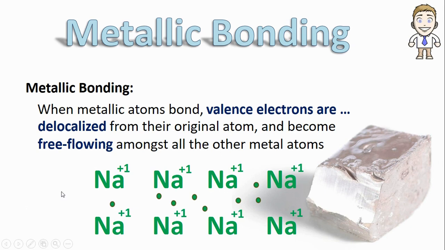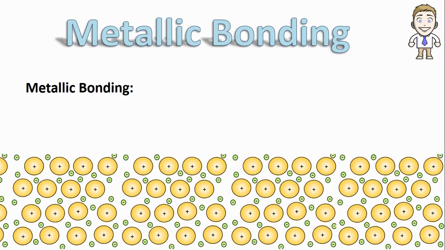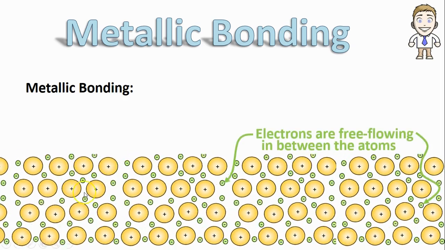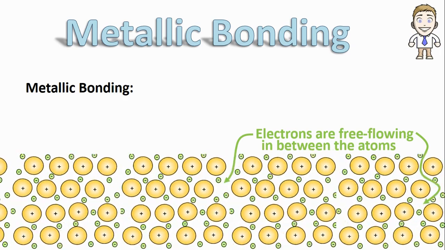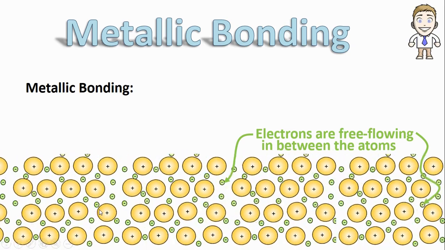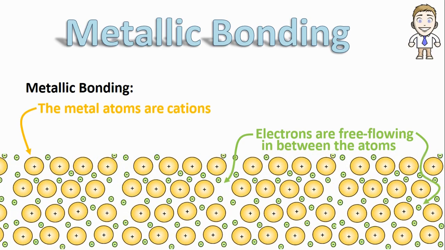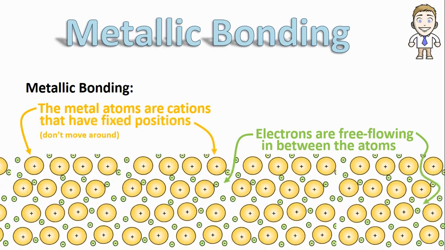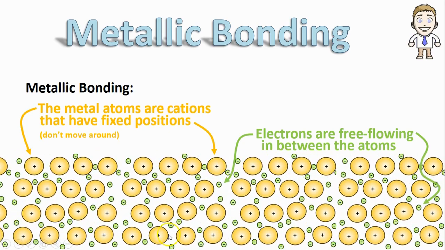So here's a slightly more accurate version of what this might actually look like if we could see it. Notice we've got our electrons that are now moving, free-flowing, delocalized, no longer belonging to the original atom they came from, free to move in and around all the other metal atoms in the sample. We've also got metal atoms which are all positive because they've lost electrons, so they're all cations.